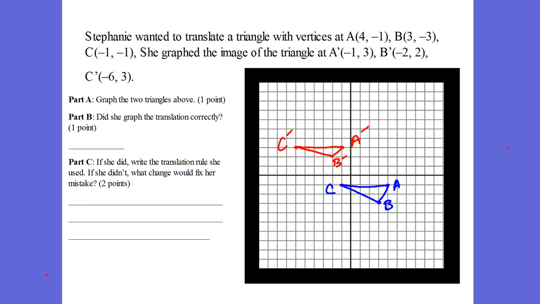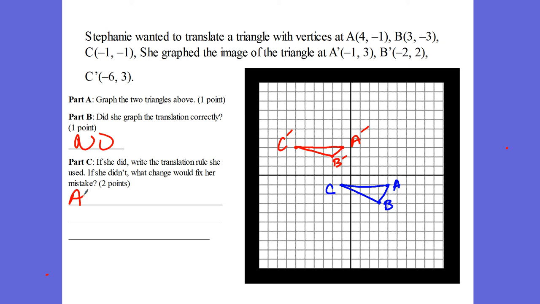There you go. So for this one right here, it says part A, graph the two triangles. If you graph it, you get at least 1 point. Hopefully you graph it correctly. Okay, did she graph the translation correctly? No. Okay. So this is translation. So let's take a look. What is my translation supposed to be?